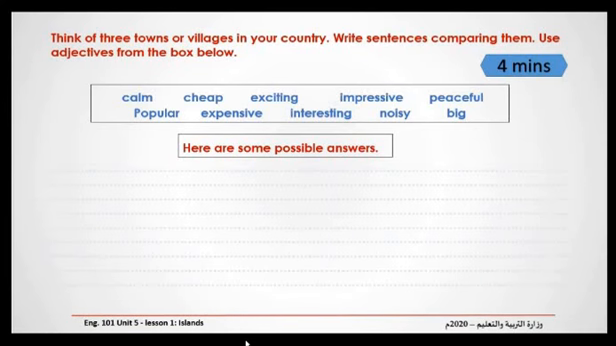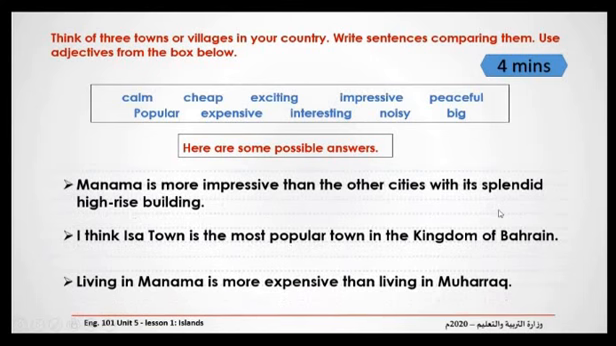Okay, dear students, let's look at some possible answers. Manama is more impressive than the other cities with its splendid high-rise building. I think Isa town is the most popular town in the Kingdom of Bahrain. Living in Manama is more expensive than living in Muharraq.